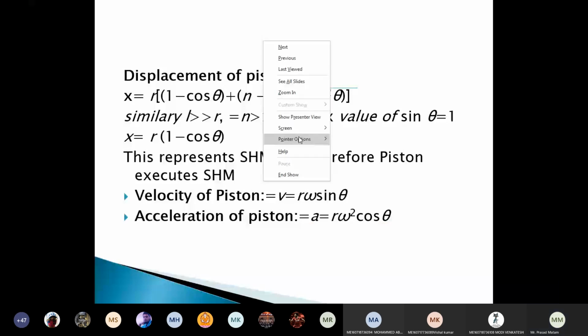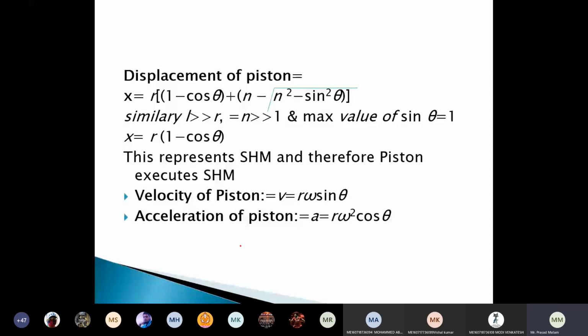Now I will come to the pen. Now try to solve for the x value. You have all the data. What is the x? We need to find x by using the above equation. So I am writing here.